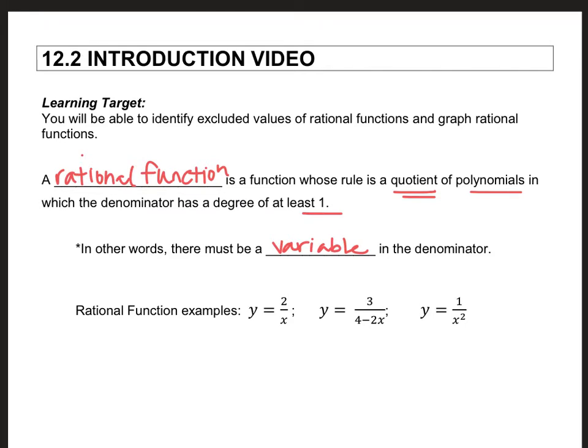So some examples here, we can see y equals 2 divided by x. That's an inverse variation, k, a constant, divided by just the x. That's an inverse variation, but the bigger umbrella is that it's a rational function. The next one, y equals 3 divided by 4 minus 2x. This has a degree of 1, x to the first power, but you can see this looks different than 2 over x, the more basic inverse variation. This is a rational function. Y equals 1 over x squared. We might have some higher exponents in our denominator, as long as it's an x to the first power or higher. Those are all rational functions.